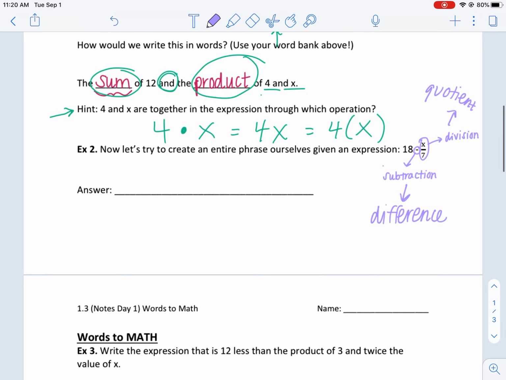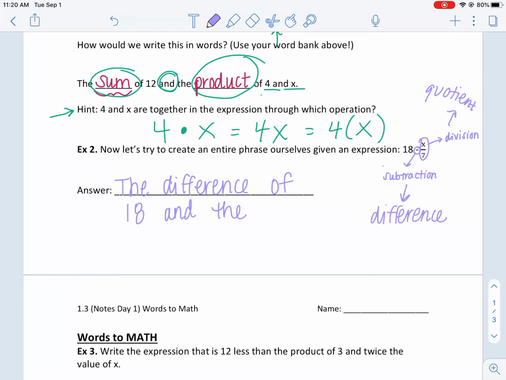Okay, so we can write the difference of 18 and the quotient of x and 7. Okay, cool.